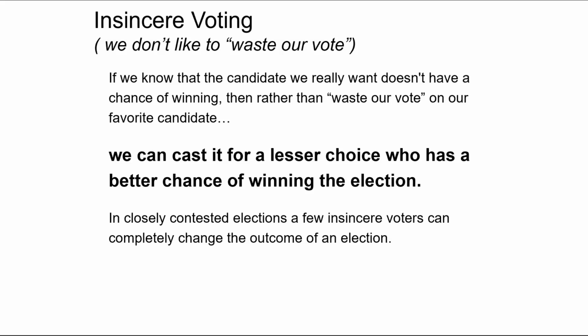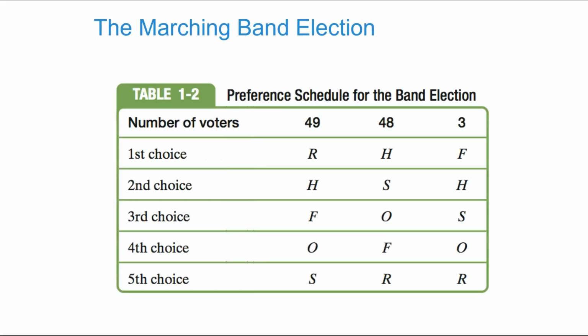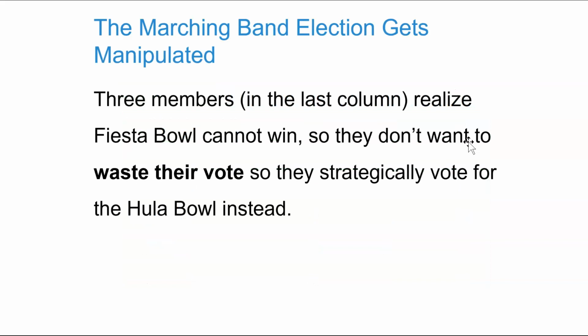So let's go back to the marching band example. We know that everyone prefers the Hula Bowl. Some people prefer it as their second choice. They would rather go to the Rose Bowl over the Hula Bowl or the Fiesta Bowl, but they still really like the Hula Bowl. So if we think about 3 members in that last column who realize the Fiesta Bowl is just a long shot, they say, okay, let's not waste our vote. Let's strategically vote for the Hula Bowl instead.